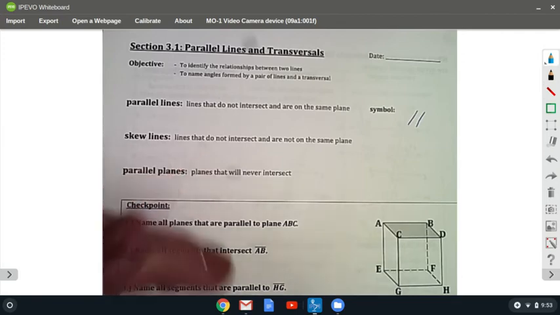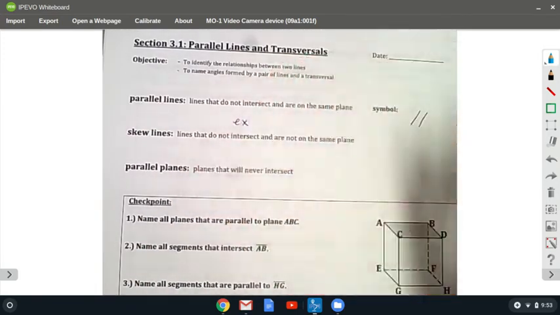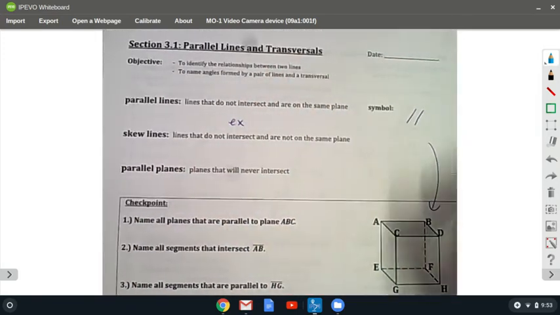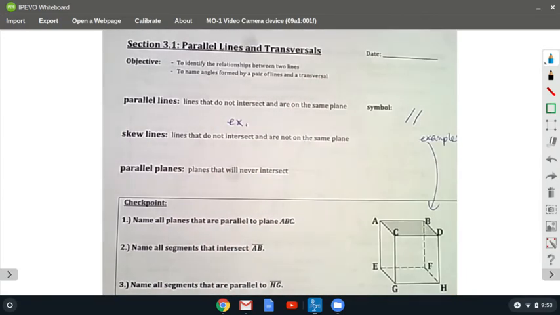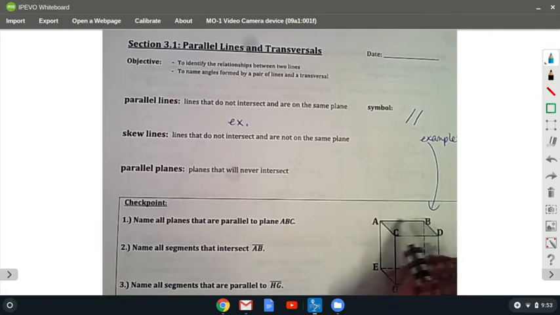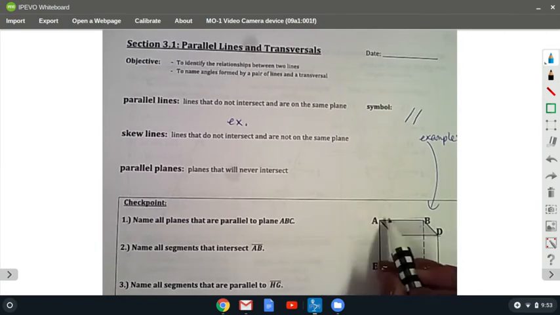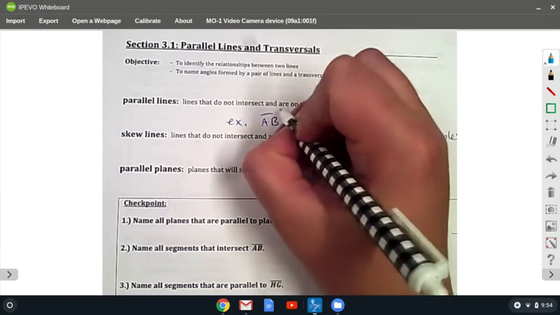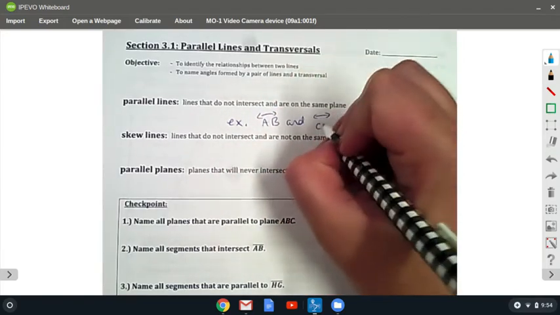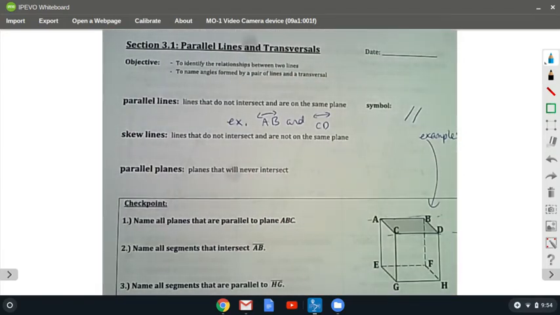Skew lines, hold on, an example from the picture. I'll use this picture down here for some examples. An example of parallel lines in this picture could be AB and CD. They're on the same plane and they're parallel. They're never going to intersect. They keep going in this direction. So line AB and line CD is an example of parallel lines.